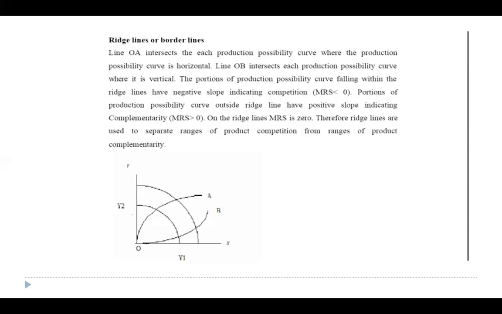Therefore, ridge lines are used to separate the range of product competition from range of product complementarity. So complementary, supplementary and competitive relationships you can separate with the help of these border lines or ridge lines in product-product relationship. So this is the important point you understand for calculation or drawing the optimum product combination with the help of 3 methods. Okay, thank you.